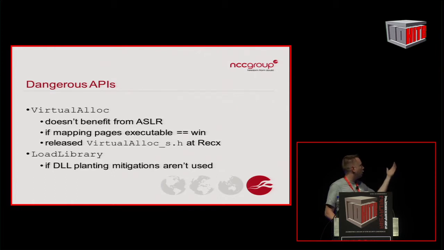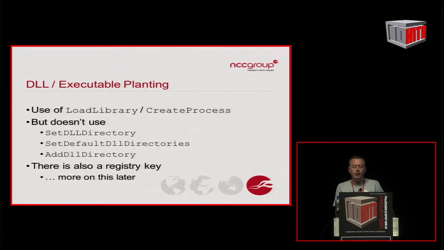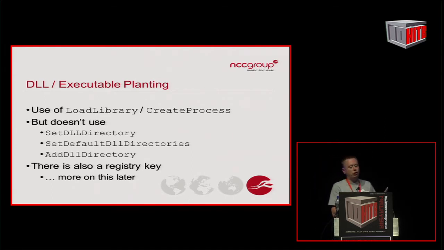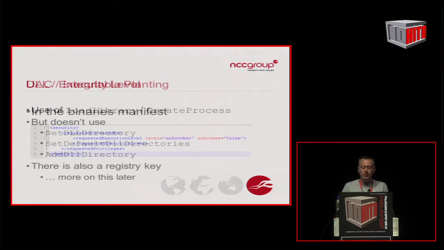As I mentioned, LoadLibrary is the root cause of the DLL planting problem. So again, we analyze that. These are the mitigations, effectively. What we check is, does the binary use LoadLibrary or CreateProcess? If yes, it's potentially vulnerable. But then we check that it does not also use these other three API calls, because those are the newish APIs that Microsoft introduced that would mitigate DLL planting. And there are also some other ways via the registry that we can mitigate these vulnerabilities, which I'll discuss in detail in a slide or so.